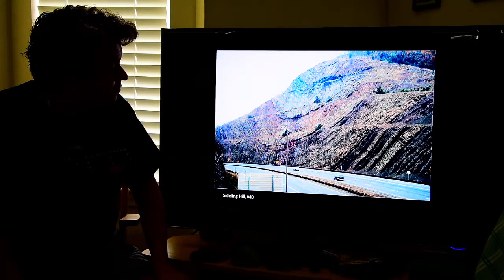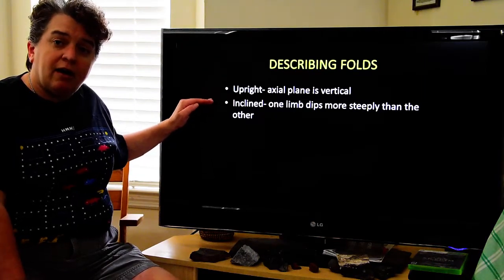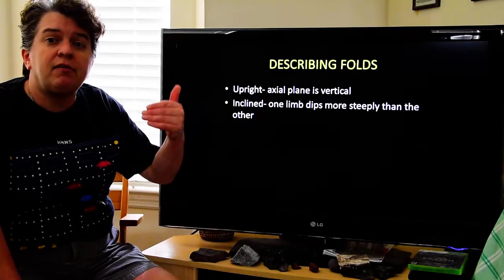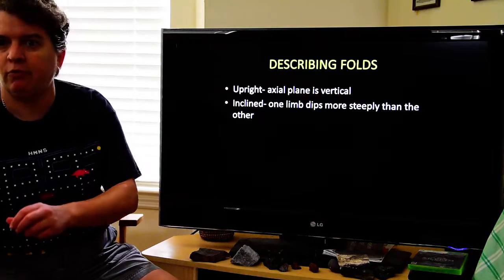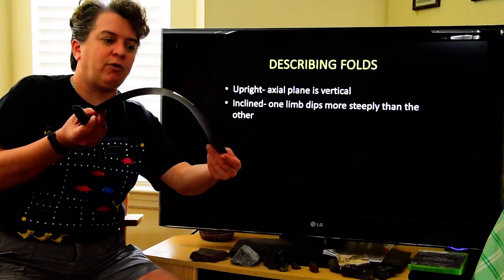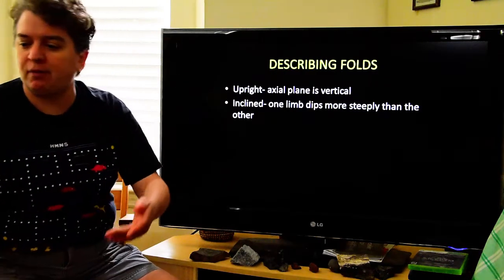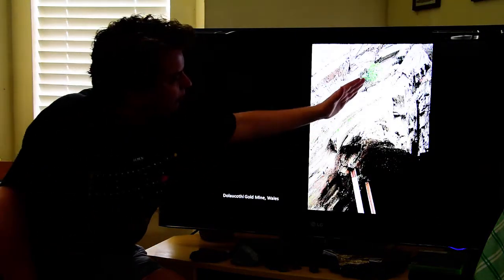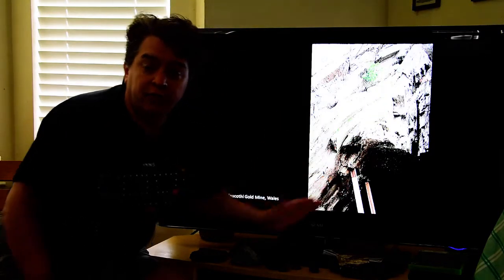But sometimes that axial plane gets tilted a little bit. And then you're going to have an inclined fold where one limb has a steeper dip than the other limb. Oops, I'm breaking my husband's things. All right, so an inclined fold, one limb is going to be steeply dipping and one not so steeply dipping. And that's what we see right here. Coming up here and down there, the axis actually is tilted slightly.